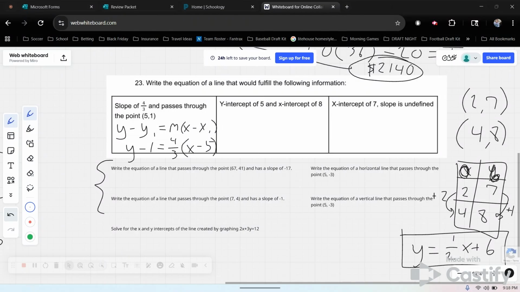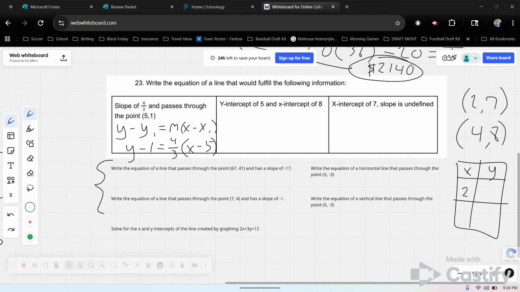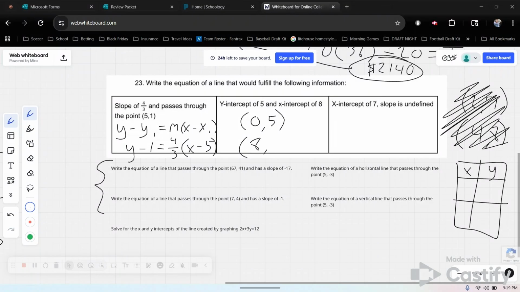I'm going to do this problem the same way. It's just going to feel a little different because it doesn't look like we have 2 points, but really we do. So instead of the 2 points being given to you quite literally like (2, 7) and (4, 8), I gave you secret points. I gave you (0, 5), and I gave you (8, 0). Because just like the y-intercept happens when the x value is 0, the x-intercept happens when the y value is 0. Because any point on the x-axis has no height. It doesn't go up or down at all. It's got a y value of 0.